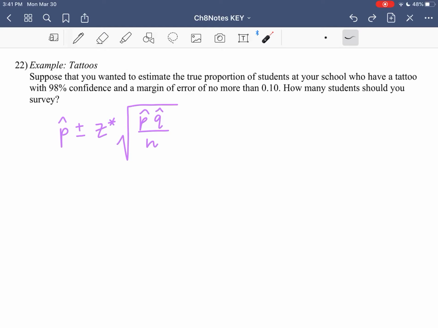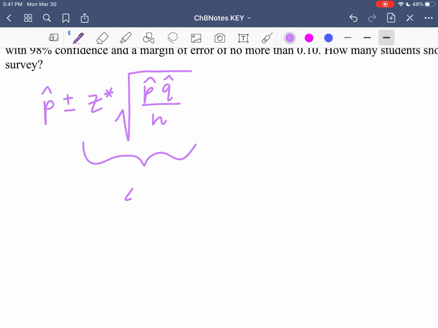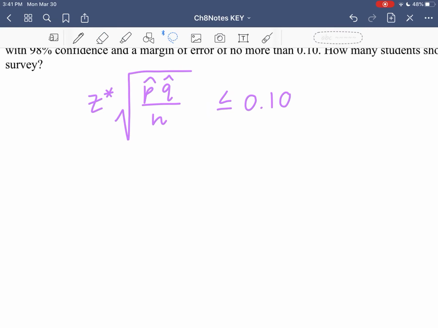So we're given a stipulation on our margin of error, and that's how we're going to solve for n in this case. Remember, this part of our formula after the plus minus is the margin of error. So we're told that we want that part to be no more than, or less than or equal to, 0.10. So essentially we're going to set up an inequality. We're going to take the part of our formula that is the margin of error, and we know that we want that margin of error to be less than or equal to 0.1, and that was specified in our problem.